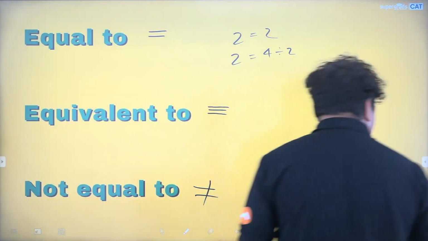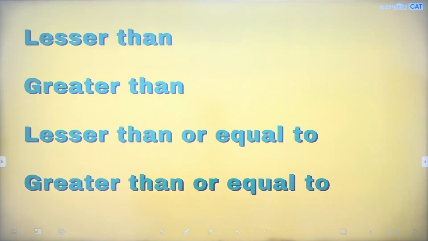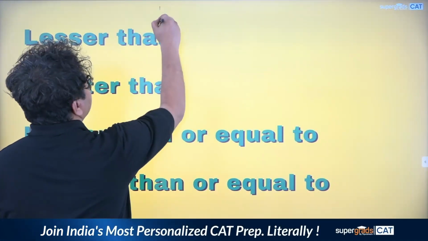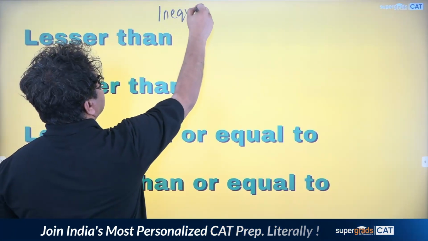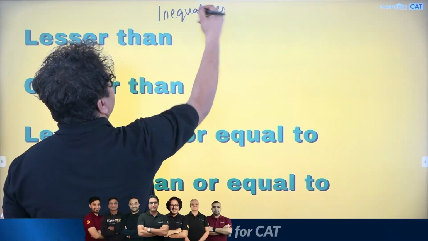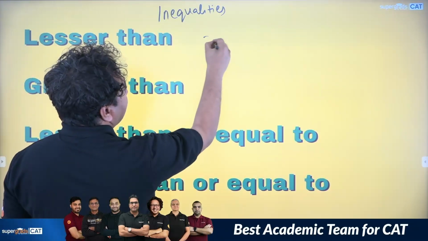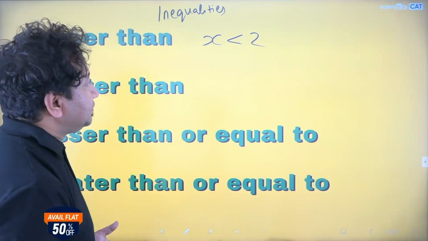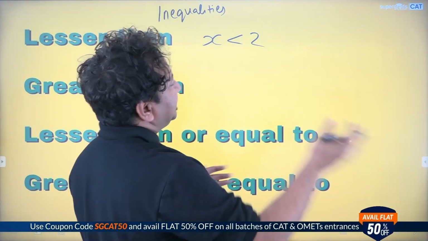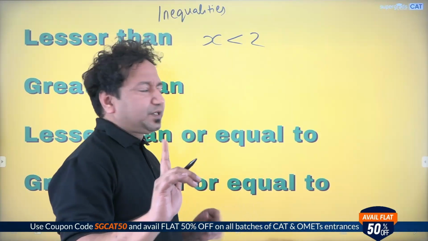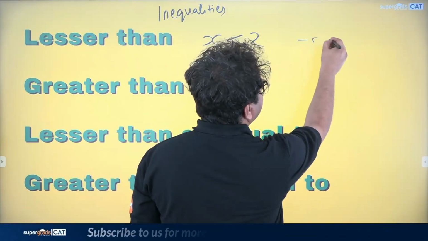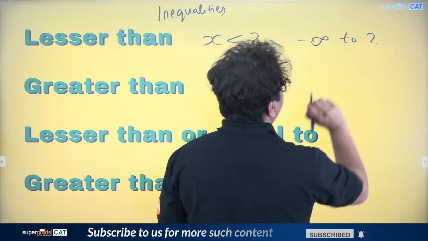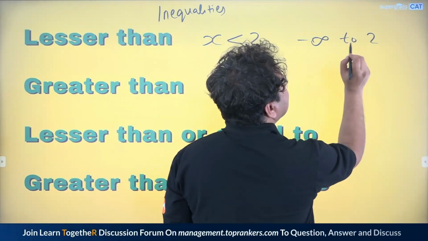As simple as that. Now, the next set of symbols are lesser than. This will be used in a chapter called inequalities in algebra. When we say x is less than 2, what does that mean? X is less than 2. That means we will consider everything that is less than 2, but not 2. So it will be minus infinity till 2, not really. It has to be less than 2.